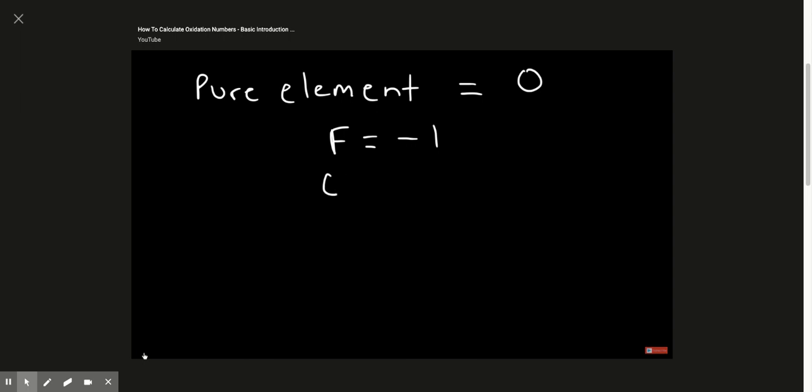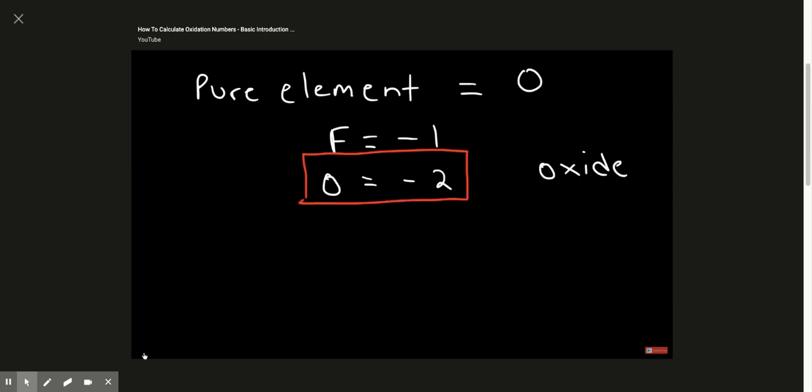When oxygen is in a compound, it's going to have a -2 oxidation state unless it's bonded to fluorine or unless you hear the name peroxide or superoxide. Whenever you hear the name peroxide, oxygen has a -1 oxidation state. If you hear the word superoxide, it has a -1/2 oxidation state. But if you hear the word oxide, then the oxidation state is -2, which is 99% of the time.